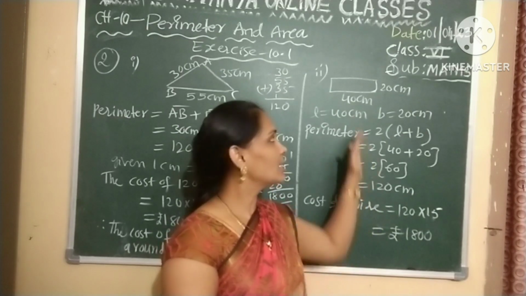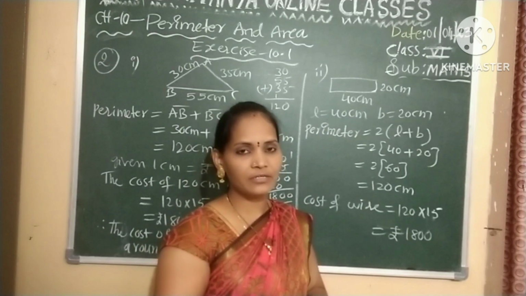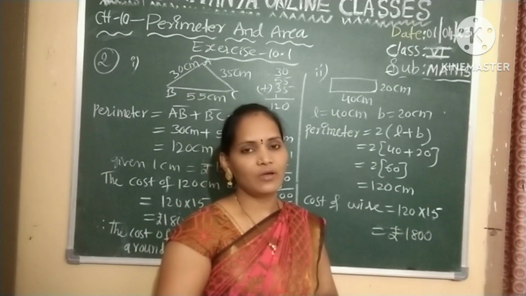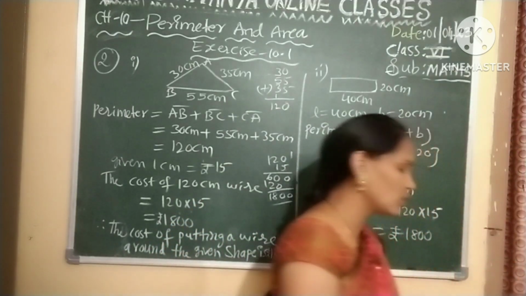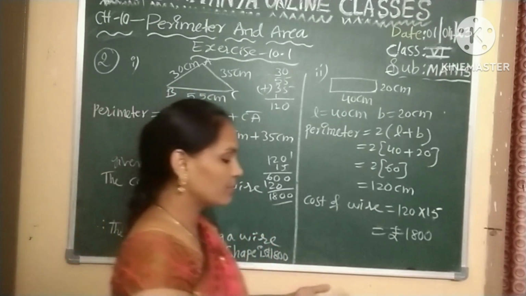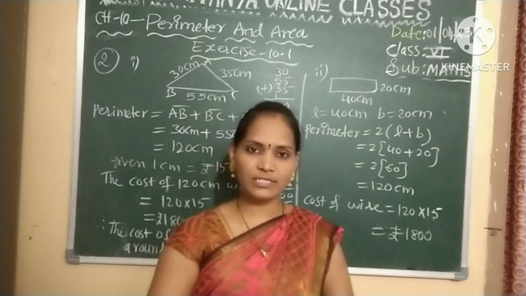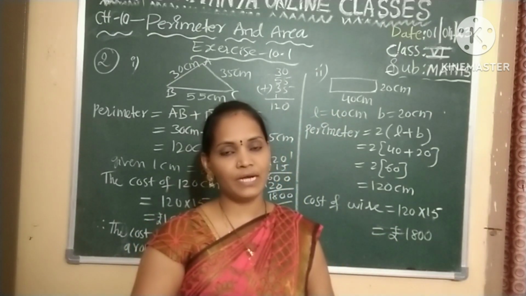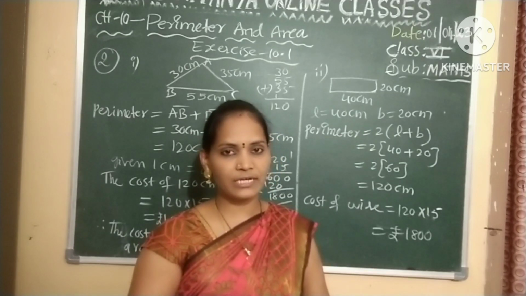Inside space means that is area. We do not need to find the area here, only the perimeter is enough. Now the next shapes are a square and a pentagon. The perimeter of a square is 4 into side, and the perimeter of a pentagon is 5 into side. Penta means five, so a pentagon is a five-sided figure. So we should use the formula 5 into side.